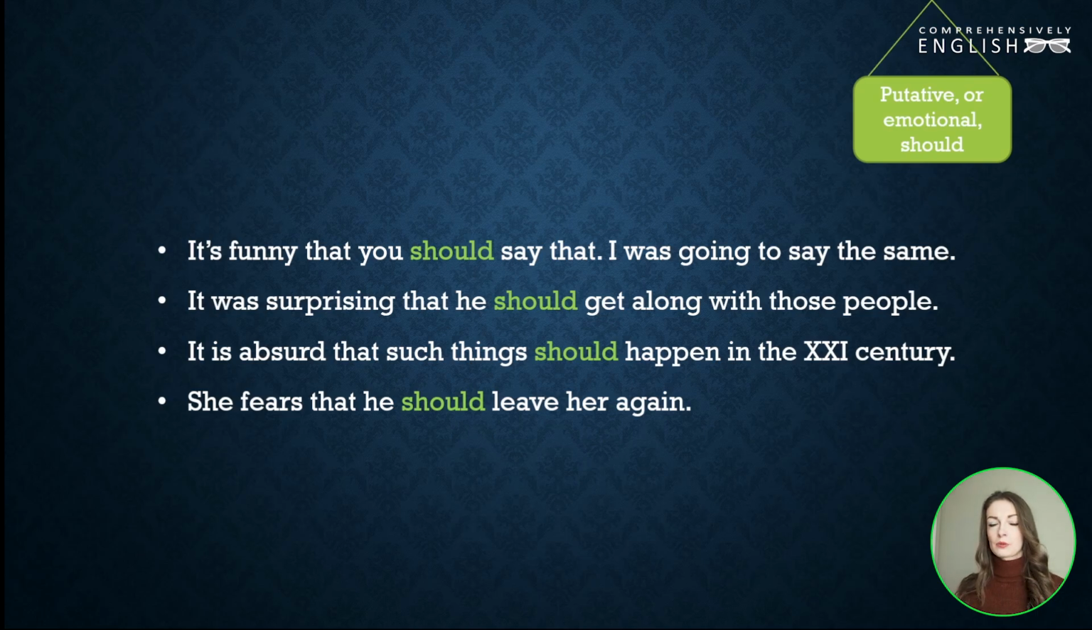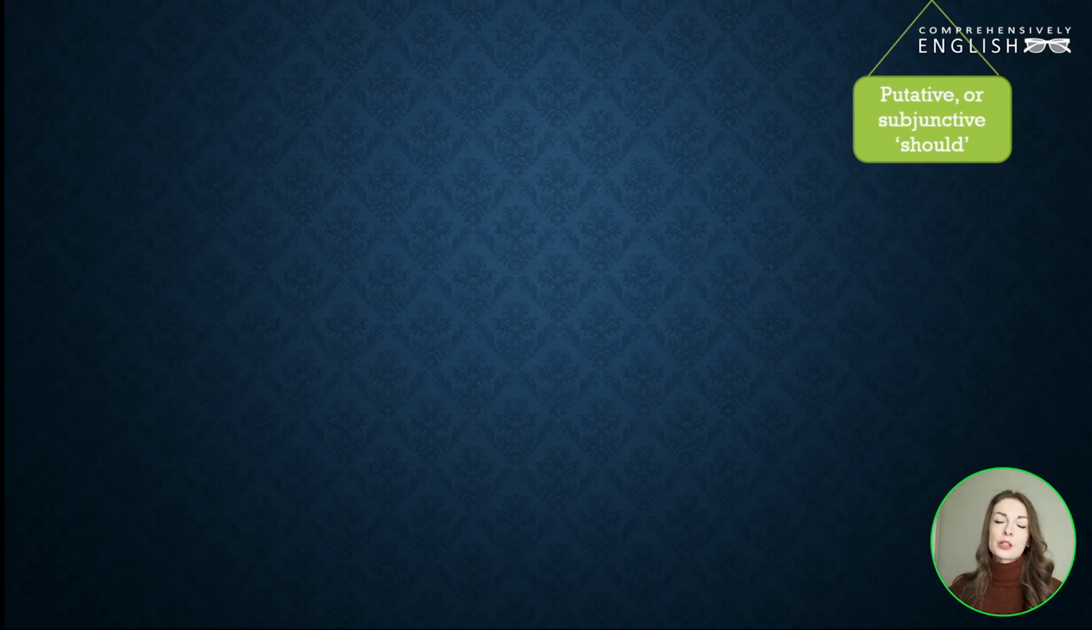But this sentence will be in indicative mood and it will indicate a situation in reality. It is funny that you say that. When we use a noun clause beginning with that as an adjective complement, we use should in order to express emotions, feelings, or sentiments. That's why it's called emotional should. Similarly, this putative or emotional should is used in subjunctive sentences, and we can call it subjunctive should here.